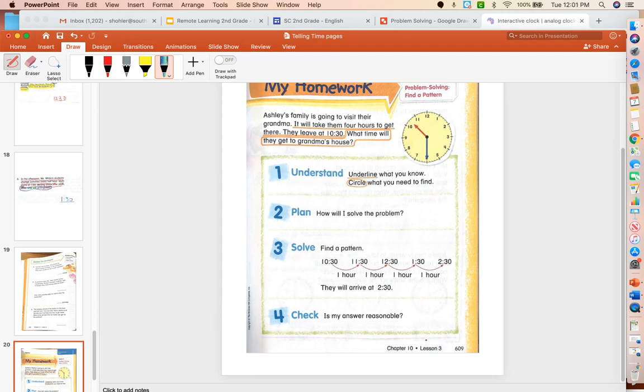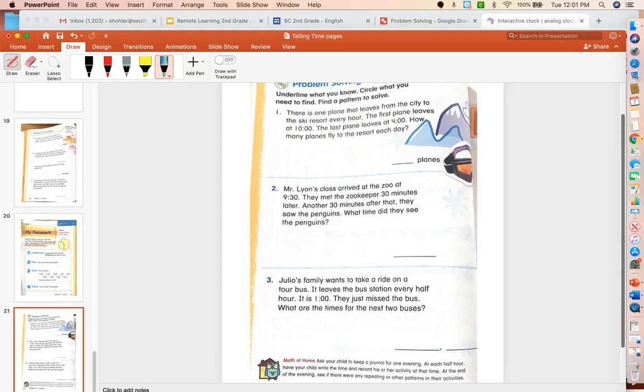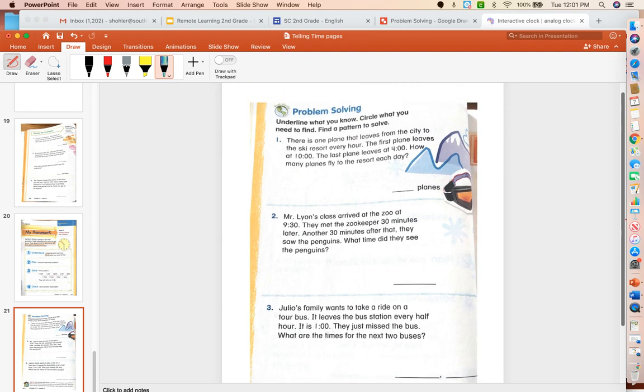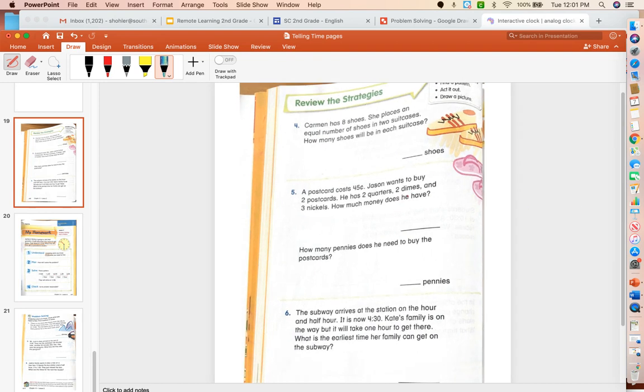So either you have to do page 609 and 610 for homework today. Like the other 2 days, we had some choices, but today we don't. So those are your homework pieces. And let's get started with number 4. We'll try to get as far as we can.